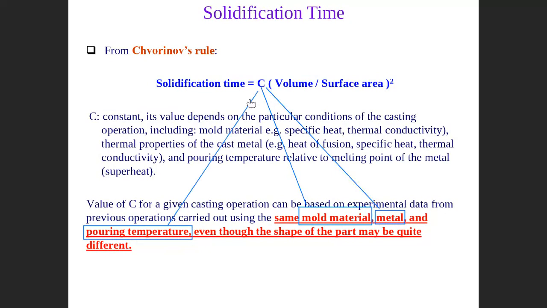Right, so the constant is the same. C is the same if you cast using the same mold material, the same casting material, and the same pouring temperature. In case these items are the same, then C is the same. So this is very important. The constant is the same if you have the same molding material, the same casting material, the same pouring temperature. But if any of these items is different, then the constant will be different. So solidification time equals the constant multiplied by volume divided by surface area squared.